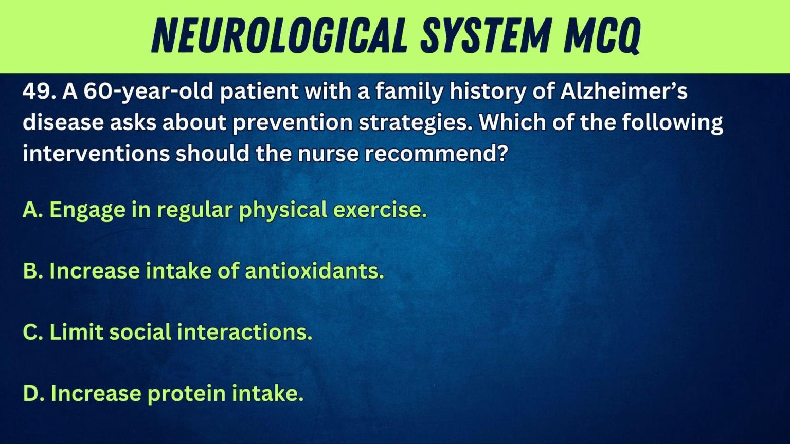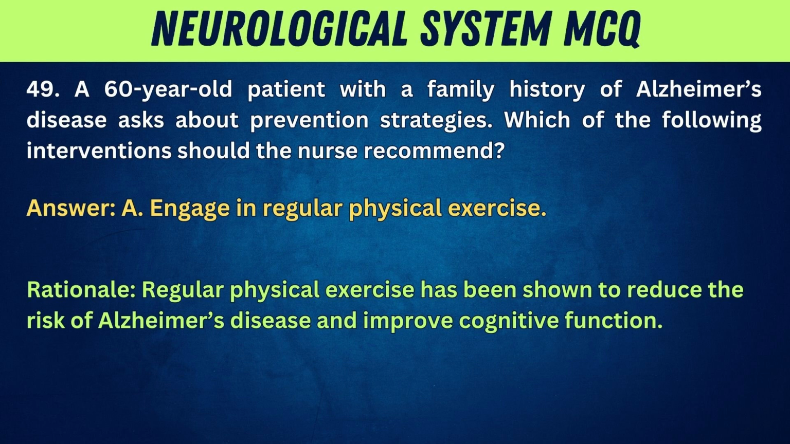49. A 60-year-old patient with a family history of Alzheimer's disease asks about prevention strategies. Which of the following interventions should the nurse recommend? A. Engage in regular physical exercise. B. Increase intake of antioxidants. C. Limit social interactions. D. Increase protein intake. Answer: A. Engage in regular physical exercise. Rationale: regular physical exercise has been shown to reduce the risk of Alzheimer's disease and improve cognitive function.